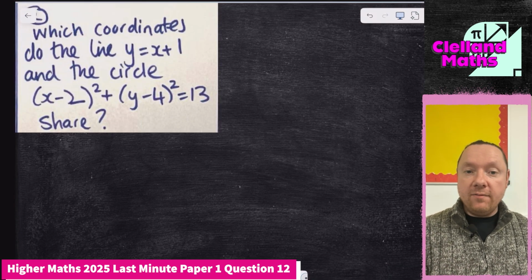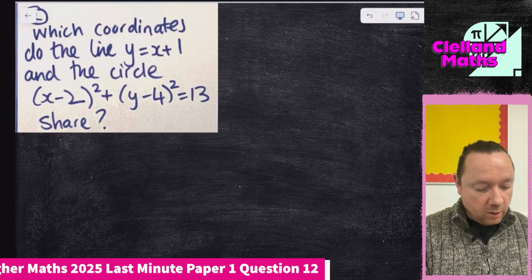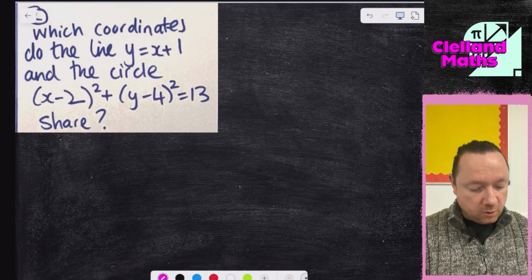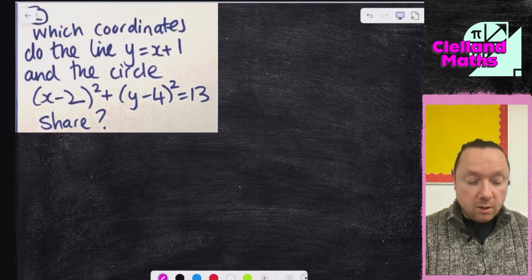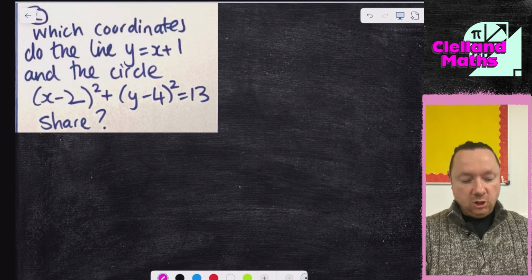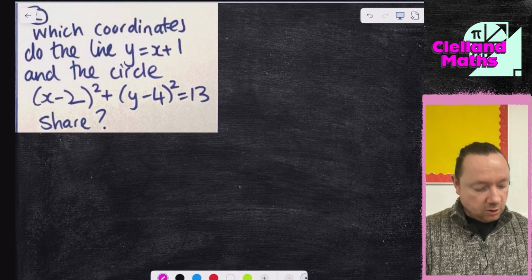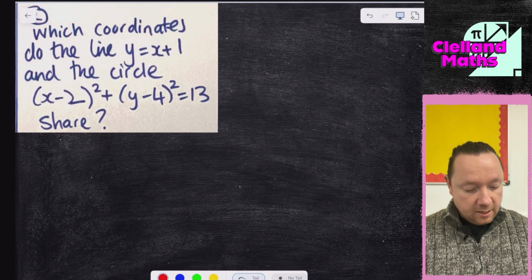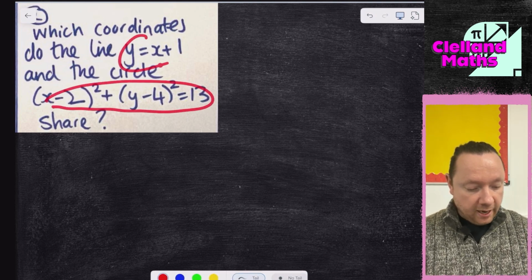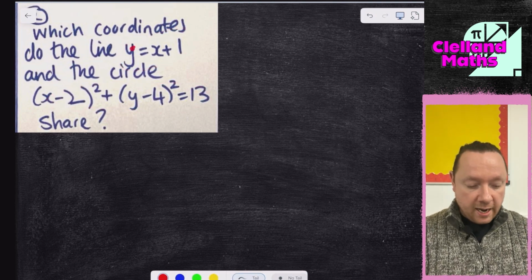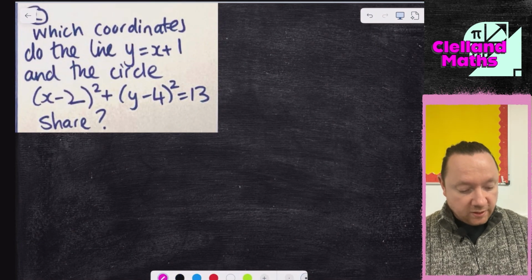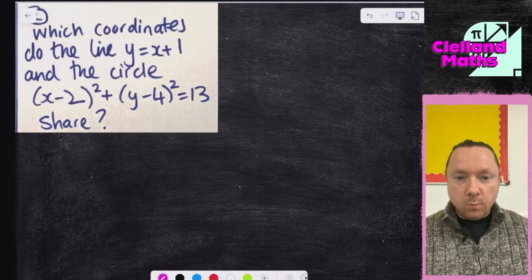SBA Higher Maths 2025 last minute paper 1 question 12. Which coordinates do the line y equals x plus 1 and the circle share? In other words, what's the point of intersection? Point of intersection means simultaneous equations, between a circle and a straight line. The easiest way to do it is sub in the y or the x. I've already got y equals x plus 1, so every time I see a y in the circle, I'll write x plus 1.